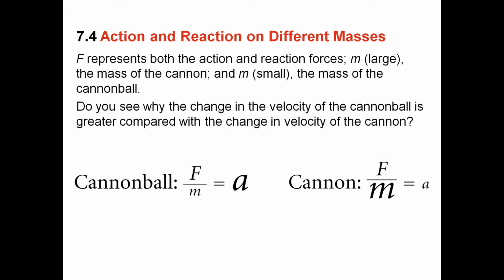F represents both the action and reaction forces. M is the mass of the cannon, and m is the mass of the cannonball, as you can see written below. You see why the change in the velocity of the cannonball is greater compared to the change in the velocity of the cannon? F remains the same. However, due to the formula, the algebra before you, a small m produces a large a, and a large M produces a small a.